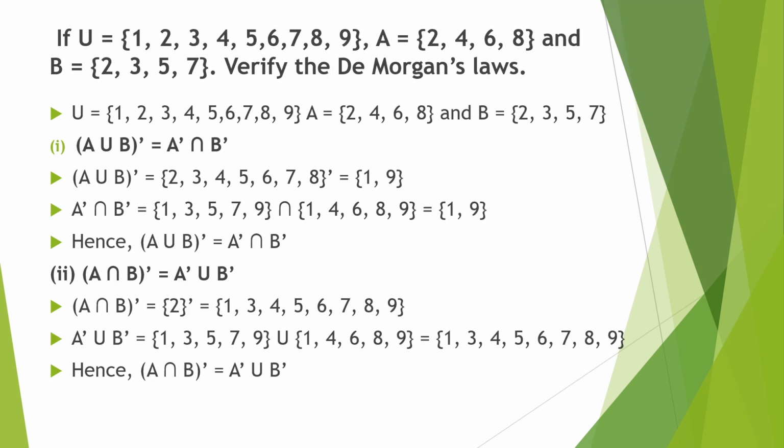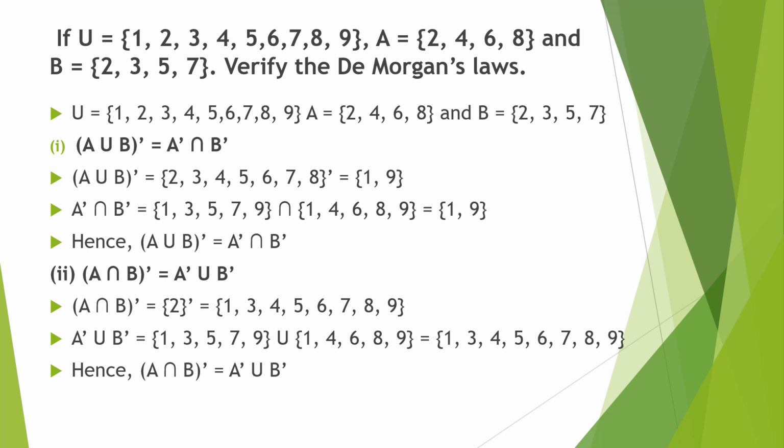Note that your U is equal to N, which is the set of natural numbers. If U is equal to the set having elements 1, 2, 3, 4 up till 9, A has elements 2, 4, 6, 8 and B has elements 2, 3, 5, 7, verify De Morgan's law. De Morgan's laws are for union and intersection. A union B whole complement is equal to A complement intersection B complement, and A intersection B whole complement is A complement union B complement. It is very simple.